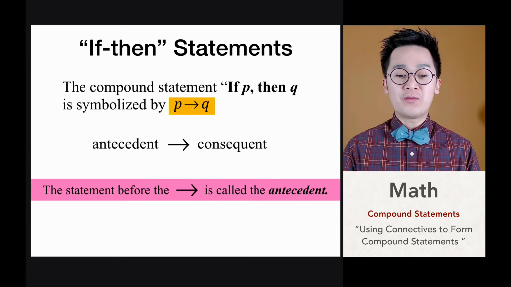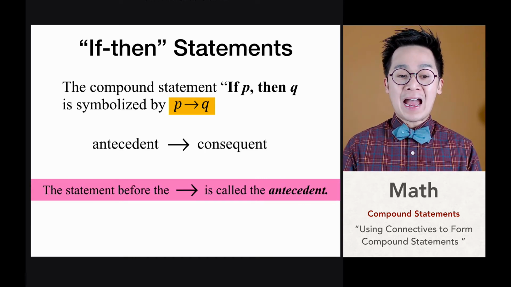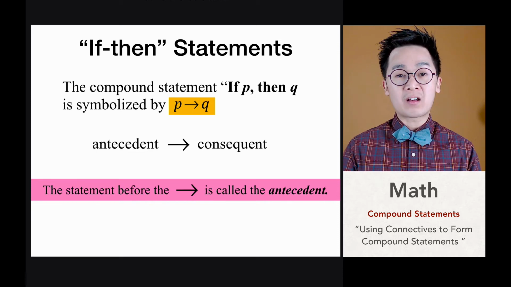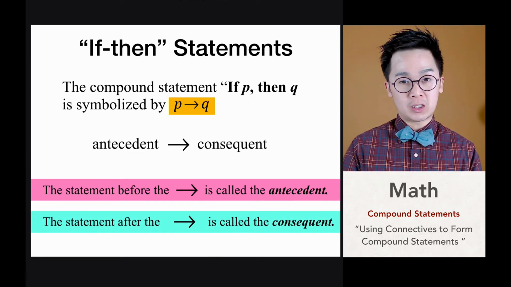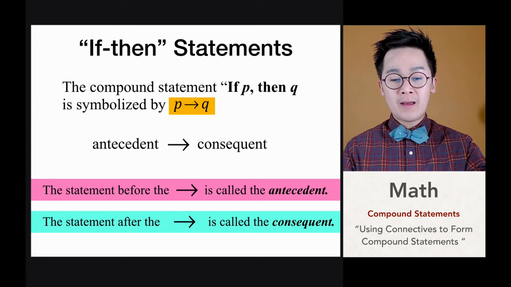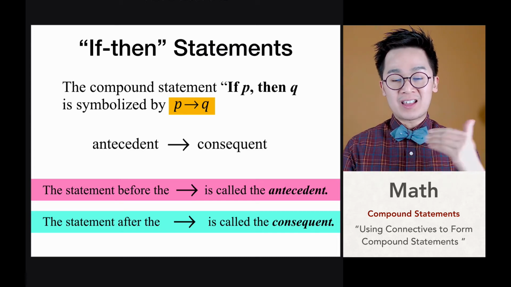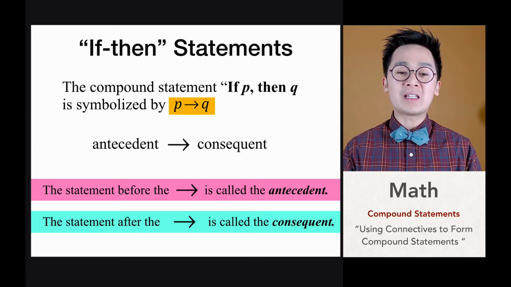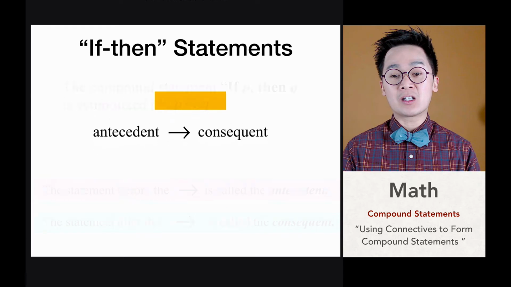Now, the antecedent would be the statement before the arrow, and the consequent would be the statement after the arrow. So you have a condition, the first sentence, going towards the second sentence. So how do we use the if-then statements as compound statements?